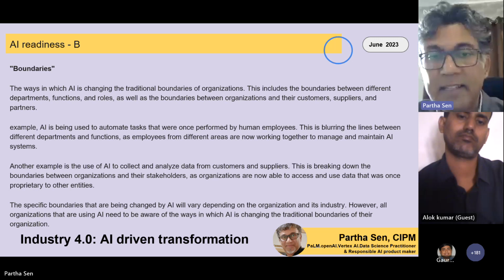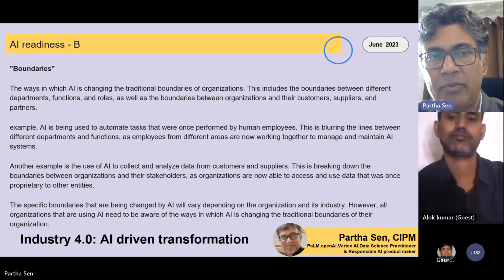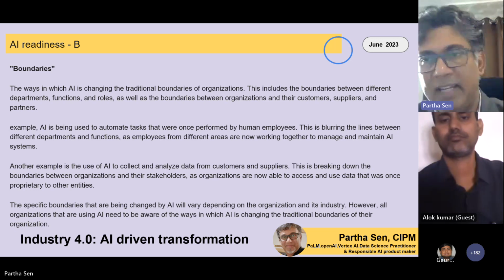For them, the readiness is low. For a startup, in our case Fresh Fleet, that boundary is very thin. They can easily change the boundary based on the implementation of AI. So in that case, I am considering the boundary factor very positive for any startup.